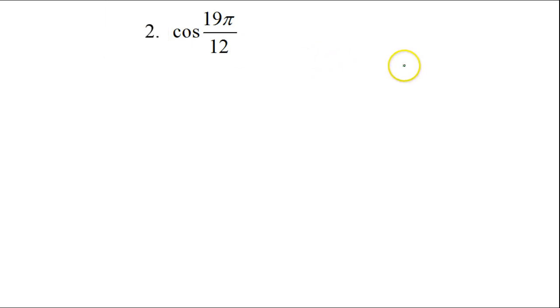Again, I need to figure out how to split this up. So let's try. If I have 19 pi over 12, let's see what happens if I subtract pi over 4. Will I get a special angle is the question. So again, I would have to multiply by 3 to make this work. So what I have here is 19 pi over 12 minus 3 pi over 12. That's going to equal 16.